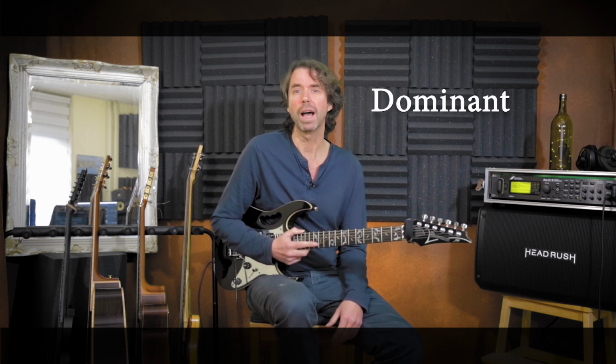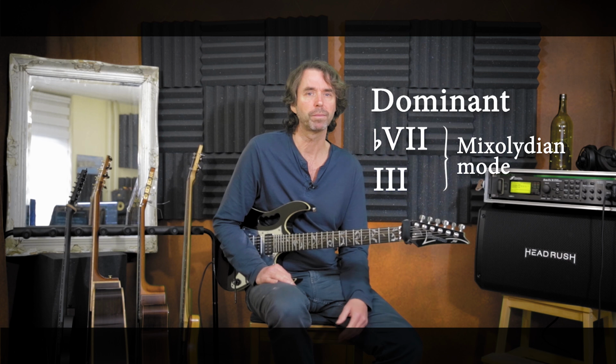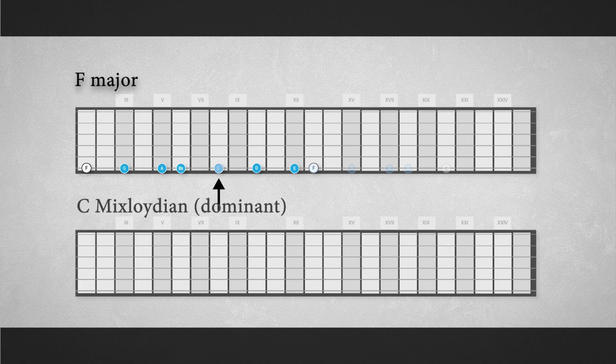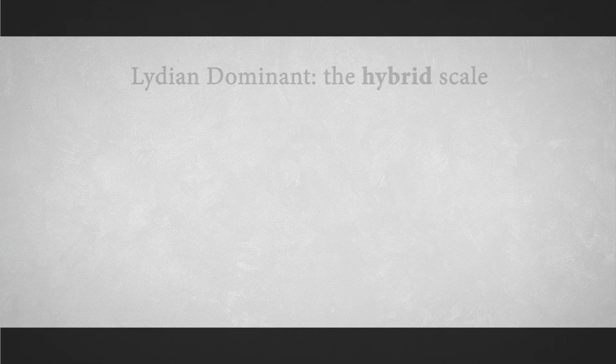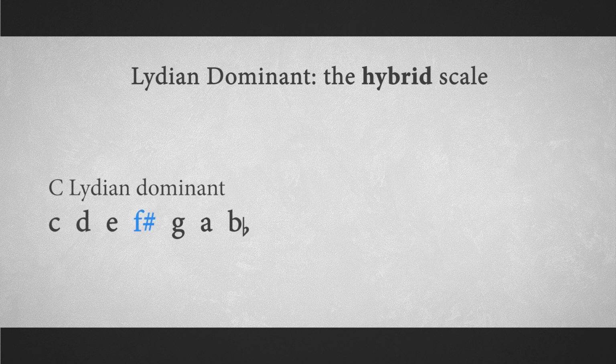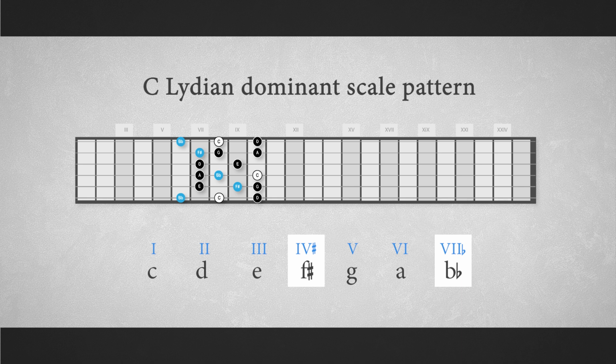The dominant character lies in the flattened 7th degree and a major 3rd, which also defines the Mixolydian mode. This is the 5th mode of a major scale, so C Mixolydian is the 5th mode of an F major scale and looks and sounds like this. Now combining the characteristic note of the Lydian scale with the characteristic note of the Mixolydian scale, or dominant scale if you like, will create a hybrid Lydian Dominant scale: a Mixolydian scale with a sharpened 4th degree or a Lydian scale with a flattened 7th degree. It's the same thing. So the C Lydian Dominant scale looks and sounds like this.